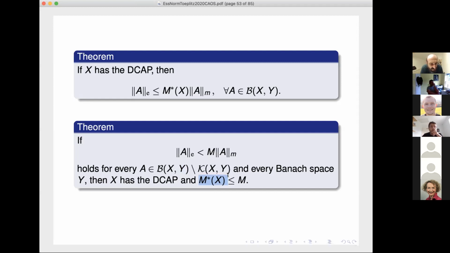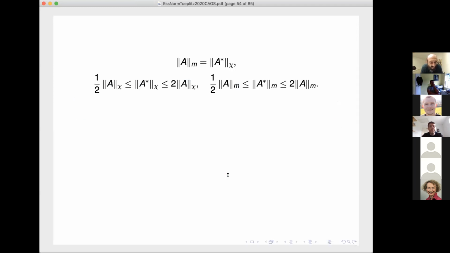Now, you can feel that there's some sort of duality lurking beneath. And there is a duality, it's again interesting. The next page is not directly related to my talk, but I think it's very interesting. It turns out that these two measures of non-compactness, the Hausdorff one and the other one, are related by this equality. The essential measure of non-compactness of A is the same as the Hausdorff measure of non-compactness of the adjoint operator, and there is some sort of self-duality property. So the measure of non-compactness of the dual operator is comparable to the measure of non-compactness of the original operator. And 1/2 and 2 are optimal constants here.